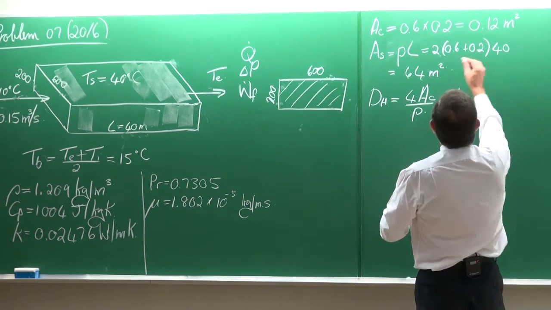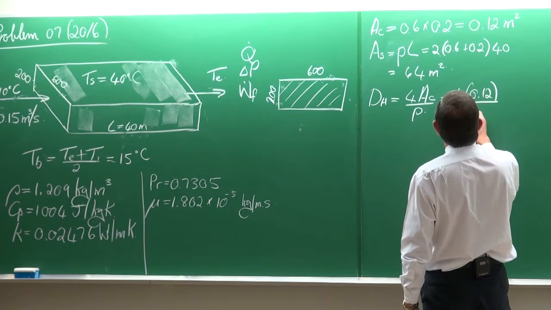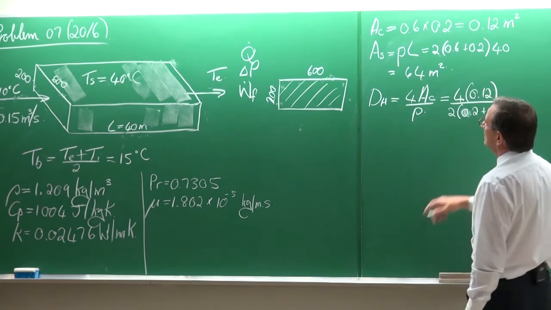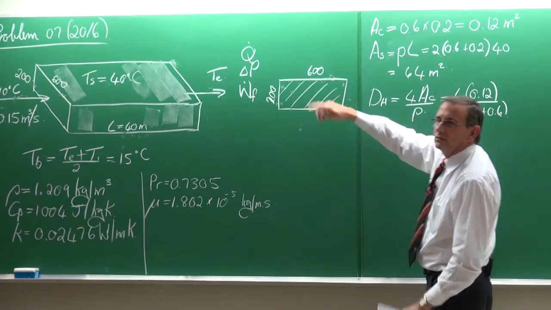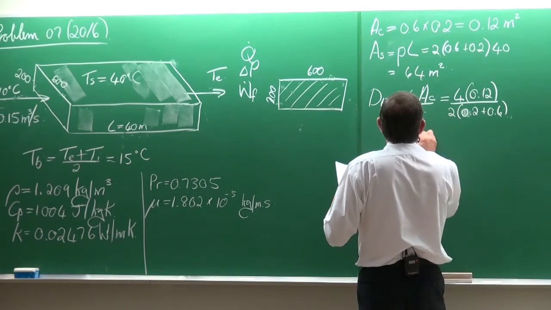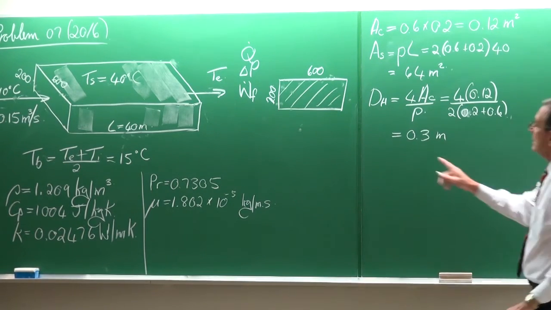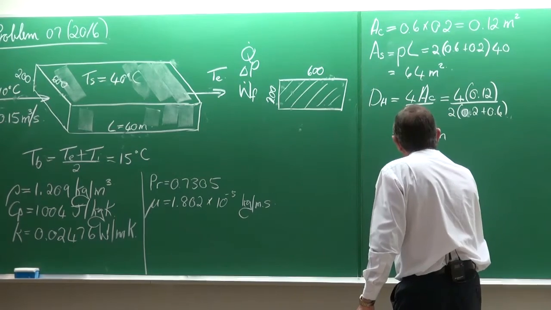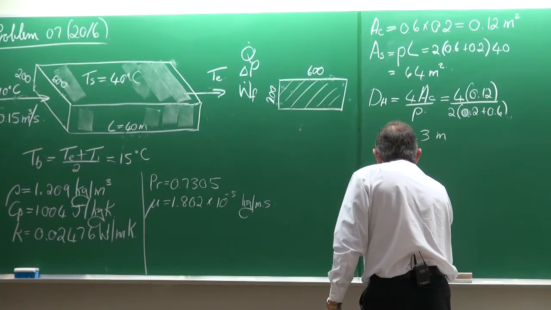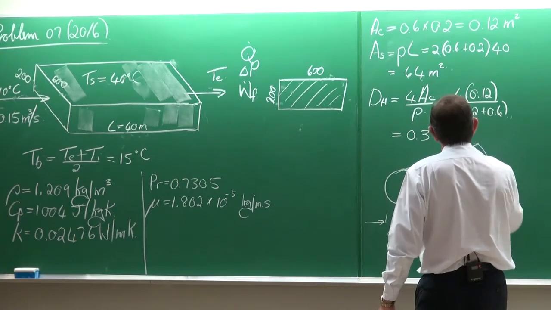We've got 4 times the cross-sectional area, which is 0.12. The perimeter is 2 times (0.2 plus 0.6). So 0.2 plus 0.6 is 0.8, multiplied by 2 is 1.6 meters, and the hydraulic diameter works out as 300 millimeters. So we are going to consider this as a tube with a diameter of 0.3 and a length of 40 meters.